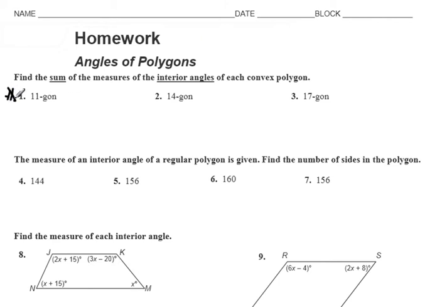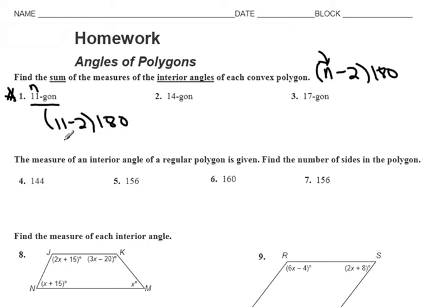Number 1. To find the sum of the measures of the interior angles of a convex polygon, you use the formula n minus 2 times 180, where n represents the number of sides of the polygon. So if we have an 11-gon, we take the number of sides, 11, subtract 2, and multiply that times 180. 11 minus 2 is 9, times 180 gives me 1,620 degrees. That represents the sum of all of the interior angles.